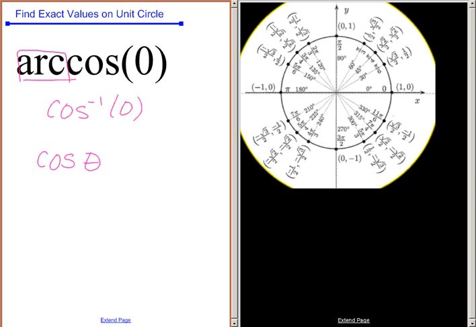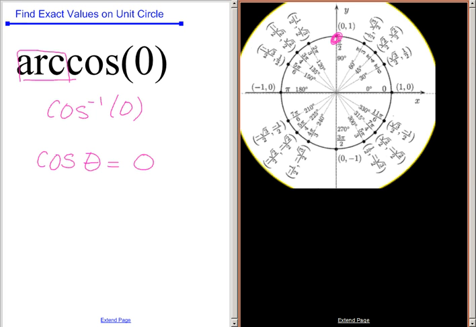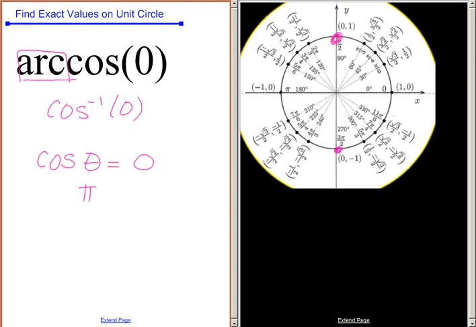Cosine at some spot on the unit circle is 0. Okay. Cosine is your x value. So you're being asked to find where your x value is 0. And there are actually two spots where your x value is 0. Your x value is 0 here at pi over 2, and your x value is 0 down here at 3 pi over 2. Okay, so you have pi over 2 and you have 3 pi over 2.